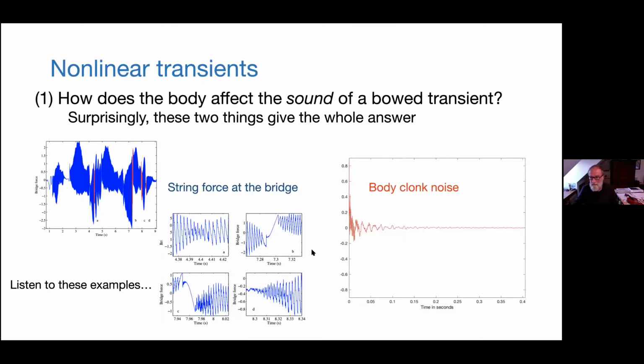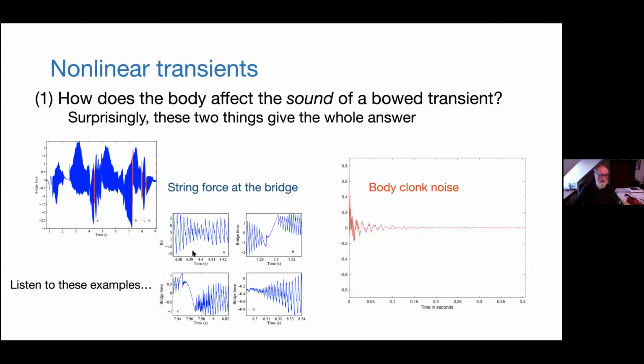I'll play you two examples. Claudia will say, oh no, not those again. These come from her project. This is Claudia's project in Cambridge years and years ago, which is what got her seduced away from the nasty world of wind instruments into looking at violins, and she's never looked back. So play your two sounds.